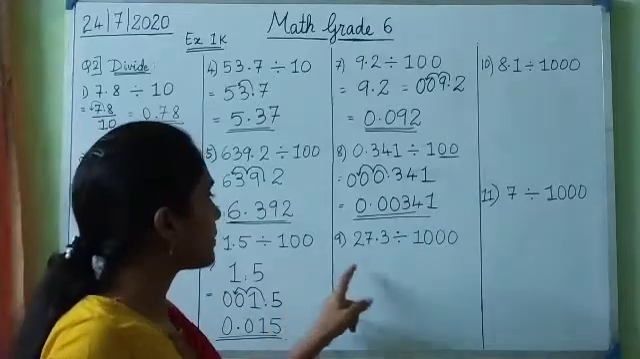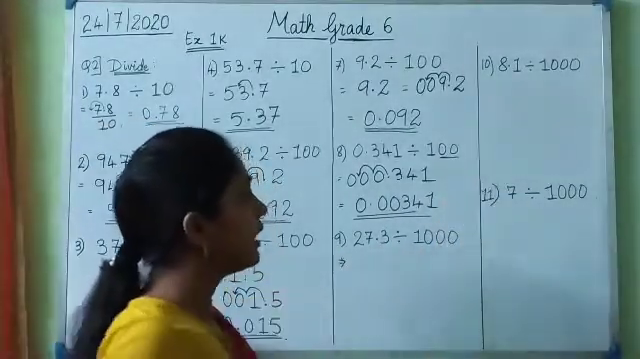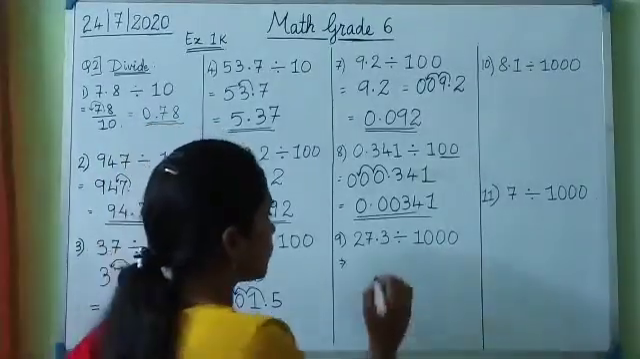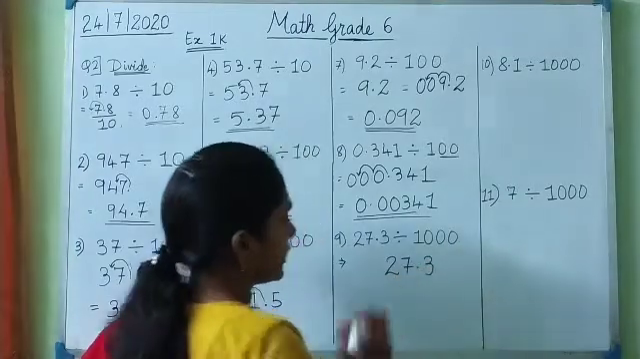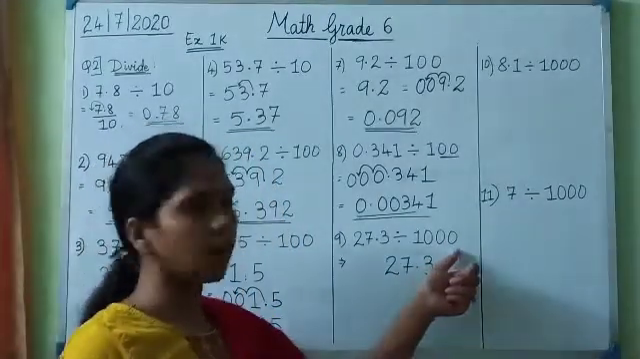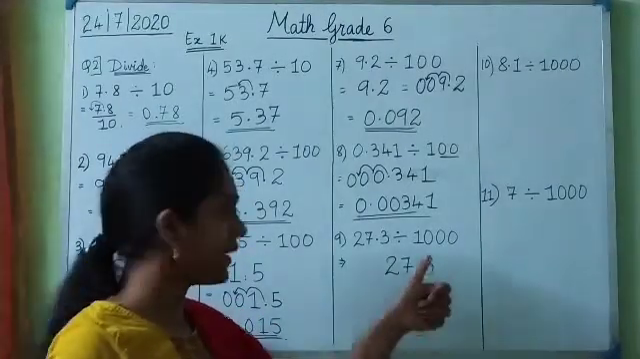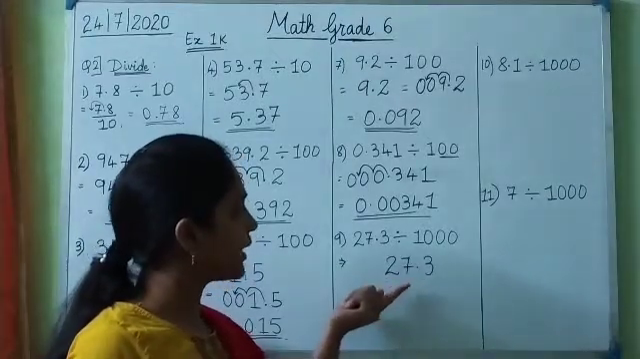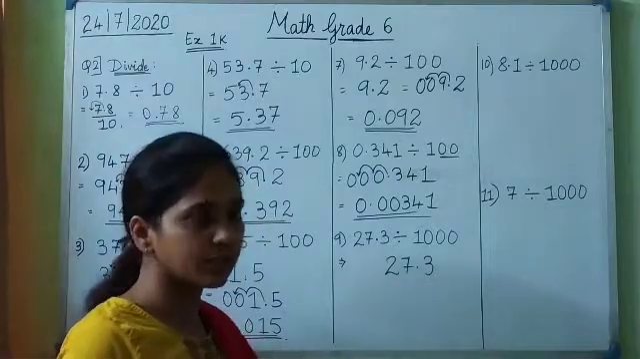Okay. Now the ninth question. Now all these 9th, 10th and 11th numbers are divided by 1000. Okay. So first I write the number 27.3. Now in 1000 how many zeros are there? There are 3 zeros. Okay, so we have to shift this decimal point 3 places towards the left. But you can see in this number there are only 2 digits, 2 and 7.